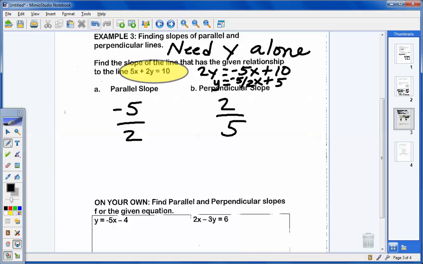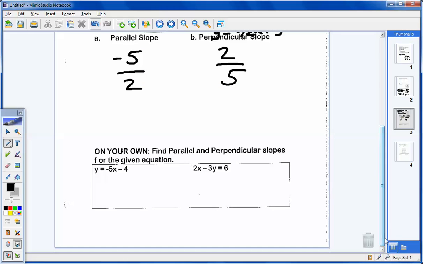Let's have you guys try a couple on your own, okay? What I would like you guys to do is this, down below here, on your own. Is the first equation nice to work with or not nice? It's real nice to work with, right? I want the parallel slope and the perpendicular slope to that line. By the way, what's the slope of this line already? Negative 5, which is the same as -5 over what? 1. You should be able just to spit the perpendicular and parallel slope out easily for this one.